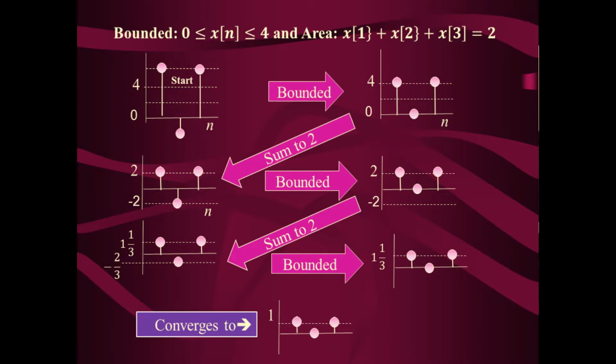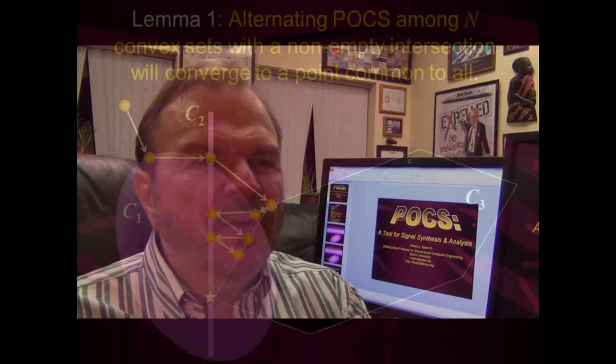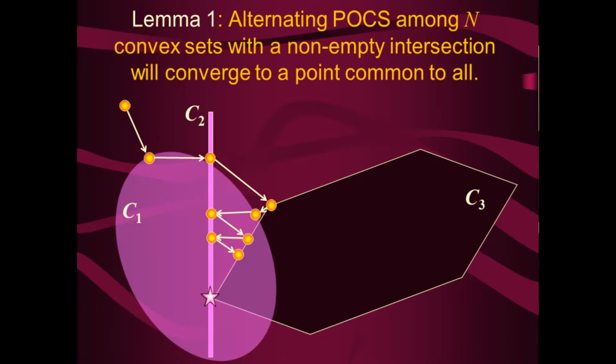And it certainly is within the 2 convex sets. It's within the bounded set, and it's within the set that adds up to 2. Very good. So lemma 1, alternating POCS, projection onto convex sets among n convex sets with a non-empty intersection, will converge to a point common to all. We can see that on the following slide.